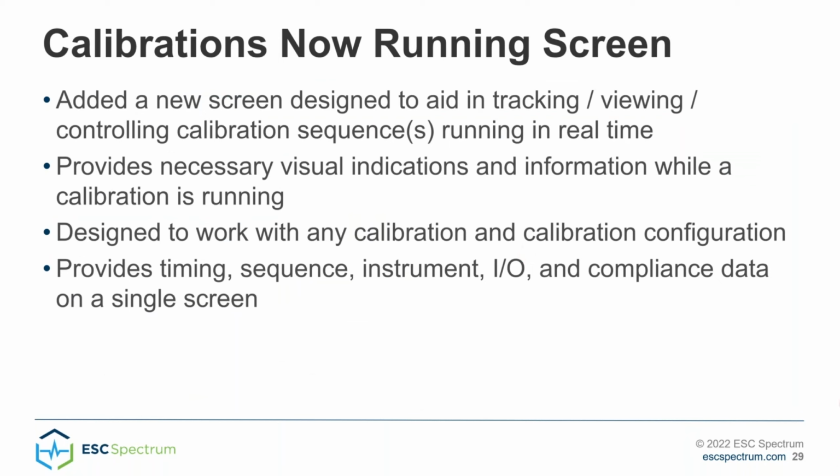Pretty big feature we've added for 1.5 that we're pretty excited about is the new Calibrations Now Running screen. This screen is designed to aid in basically everything you need to know for running a calibration real time. So all of the information required for you to ensure that you're passing your calibration, your instruments are performing, Prism's performing, your calibrations and compliance data is correct. We wanted to put on a single screen that operators could follow along with and troubleshoot all aspects of their QA events.